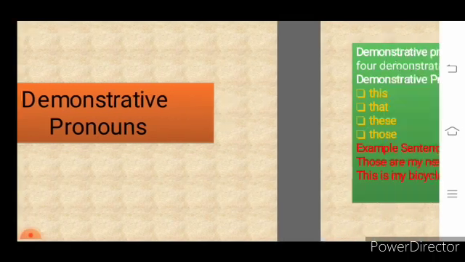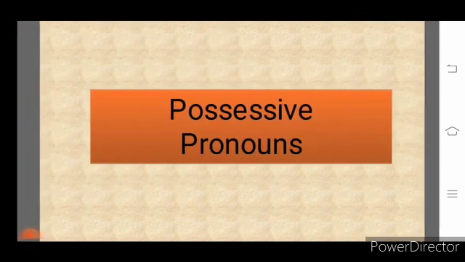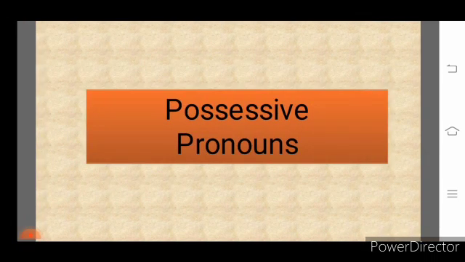Now let's move forward. Demonstrative pronoun. What is demonstrative pronouns? These kinds of pronouns point out people or objects. There are 4 demonstrative pronouns: this, that, these, those. Okay, so those are my neighbor's dogs, this is my bicycle. So this, that, these, those are the demonstrative pronouns. Clear, students? Now we will be learning the next kind of pronoun, and that is possessive pronouns.